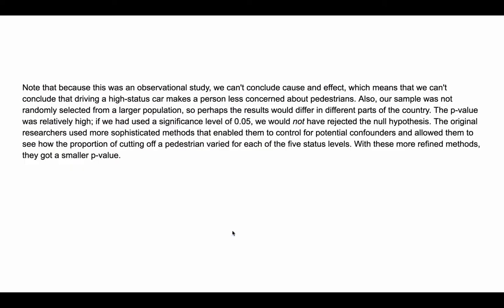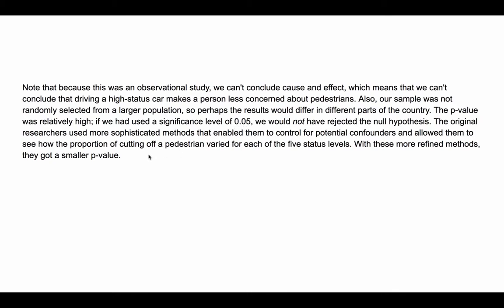Okay, one last note. Note that because this was an observational study, we can't conclude cause and effect, which means that we can't conclude that driving a high status car makes a person less concerned about pedestrians. Also, our sample was not randomly selected from a larger population, so perhaps the results would differ in different parts of the country. This was only conducted in Berkeley. The p-value was relatively high. If we had used a significance level of 0.05, we would not have rejected the null hypothesis. That's what we just chatted about.